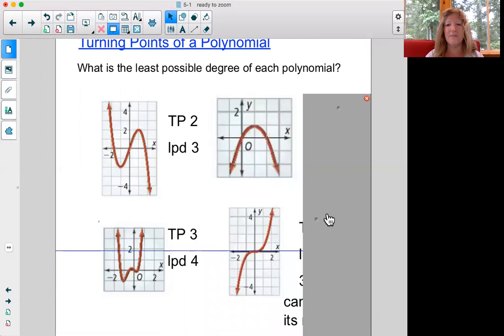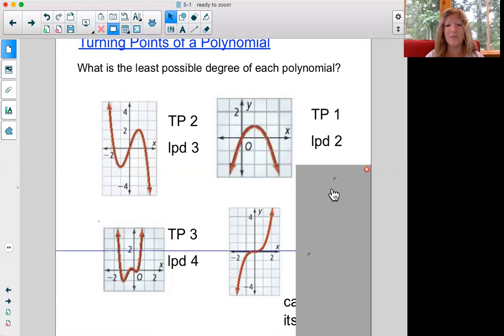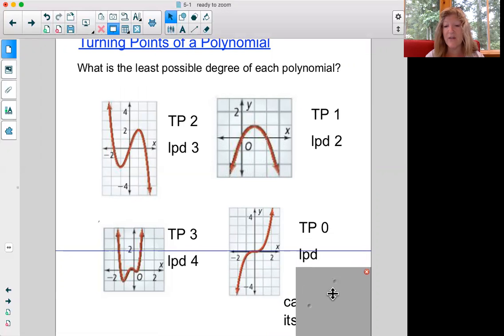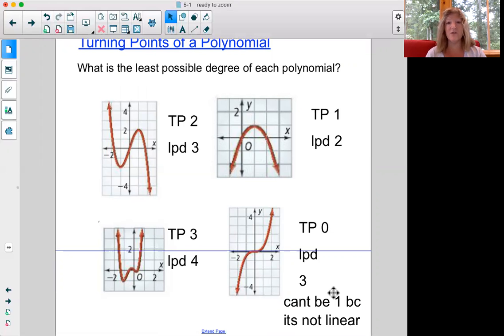Try it again. Practice on your own paper and then press play. I have one turning point, add one, the least possible degree is 2. Careful, this has a pivot. It doesn't have any turning points. If I add one though, be careful. The least possible degree can't be 1 because if the degree was 1, it would be linear. And we see that's not a line, that's a wiggle. So we know the least possible degree actually given this graph would be 3.